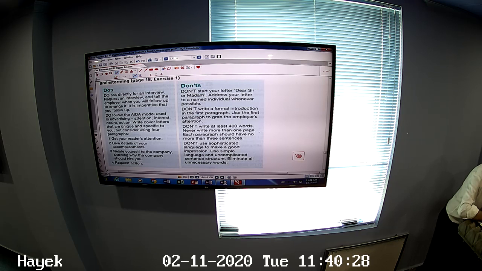Do ask directly for an interview, and do follow the AIDA model used in advertising. Get the reader's attention, that's the A. Give details of your accomplishments to make the employer interested, I for interest. Show the company why they would benefit from hiring you, make them want to hire you.